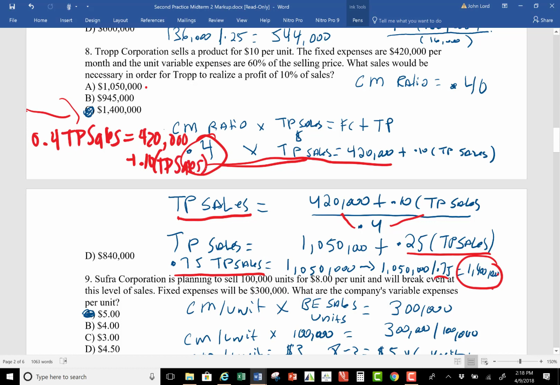Okay, so far you're right here, but I wrote, I don't know why you had to write again what I just wrote right there: 0.4 times target profit sales equals 440,000 plus 0.1 target profit sales. But okay. If you subtract 0.1 from both sides, then this just becomes 0.3 TP sales. And then you just divide both sides by 0.3, and you get the same answer.